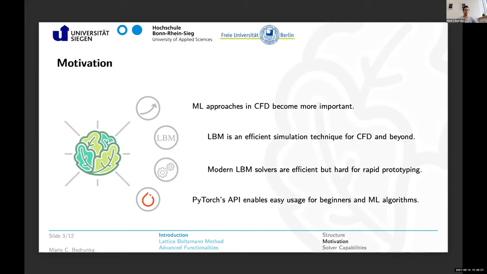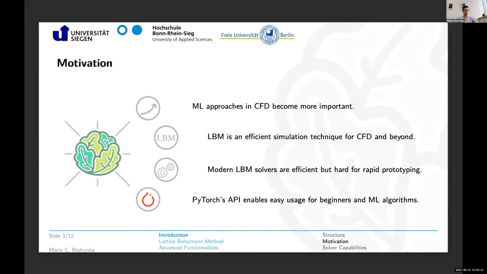And there are already modern lattice Boltzmann solvers available that are very efficient and popular, such as OpenLB, Vibella, or Palabos. But these are kind of complex, which limits not only rapid prototyping, but are somewhat difficult for beginners to get familiar with the lattice Boltzmann method. And this is why I developed Lattice, the PyTorch-based lattice Boltzmann code written in Python with an according API.